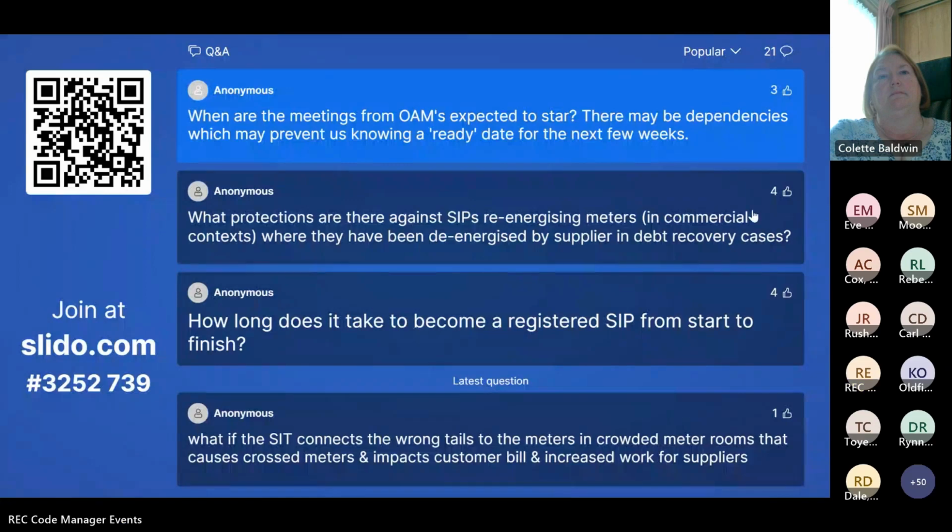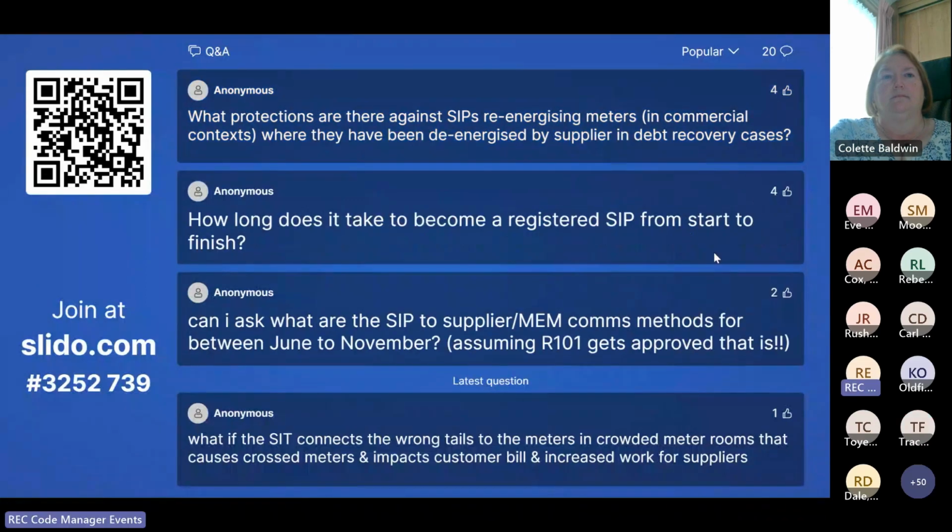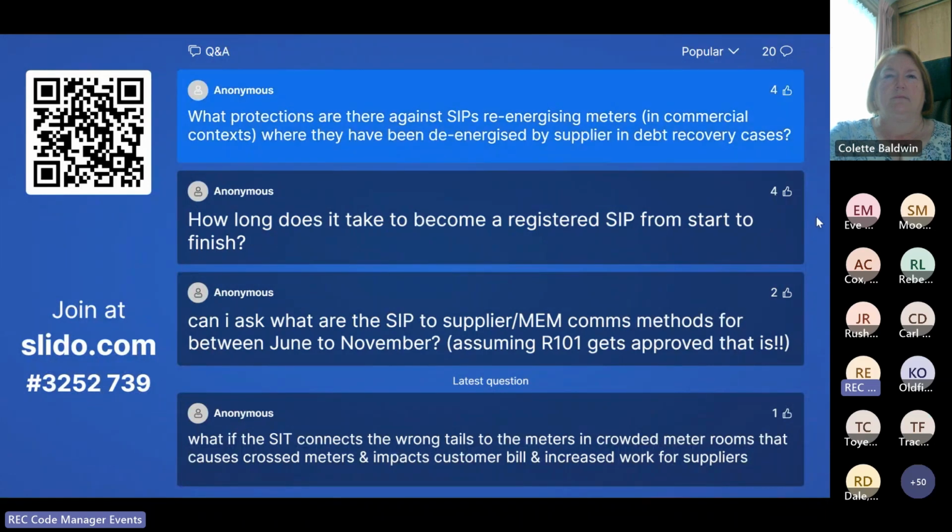Thank you, Colette. The next question, what protections are there against SIPs re-energizing meters in commercial contexts where they have been de-energized by the supplier in debt recovery cases? You're not allowed. If the SIP attends a site and finds the site has an existing de-energisation in place, the SIP is to abort the job and walk away. Categorical. Fantastic. Thank you.